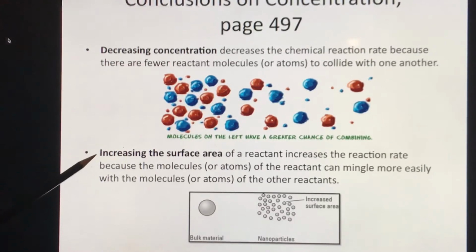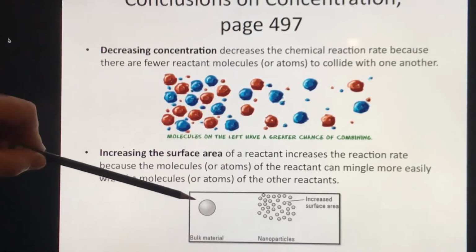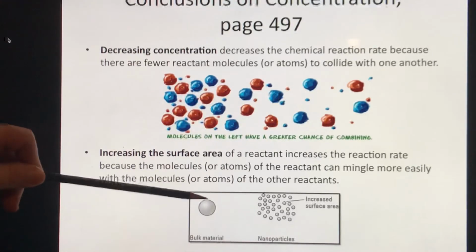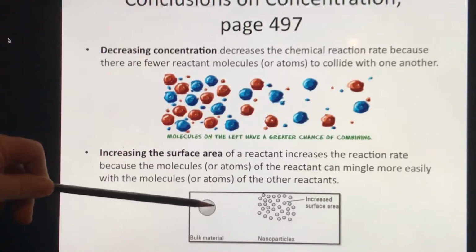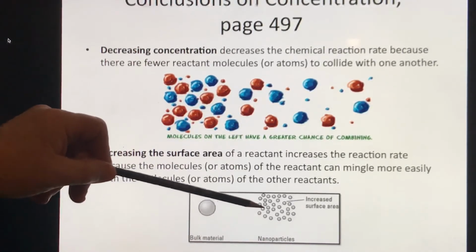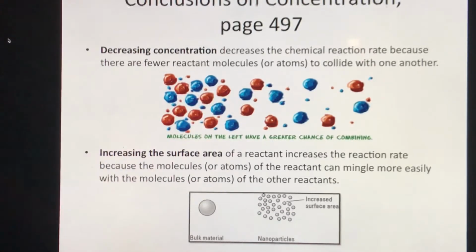And then finally, increasing the surface area of a reactant increases the reaction rate because the molecules or atoms can mingle more easily with the molecules or atoms of the other reactants. So you could see here, like in the case of that antacid tablet, if you have a whole entire tablet, the surface area of this one bit of bulk material is less than what it would be if you have the particles in very, very small pieces.